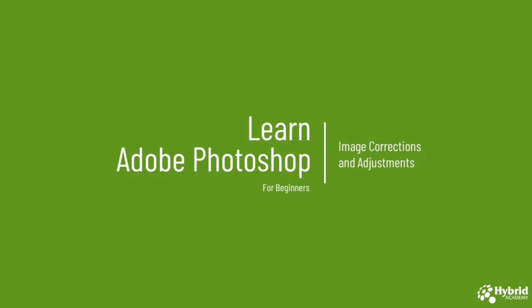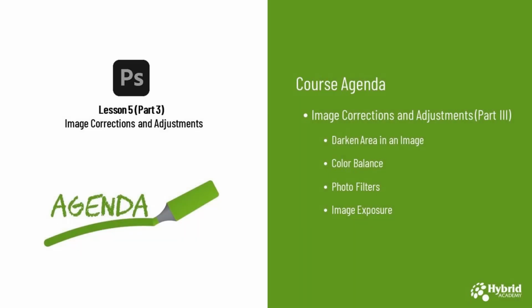In the third part of image corrections and adjustments, we will learn some more features of Adobe Photoshop on how we can correct and adjust images in terms of colors, filters and exposure. In today's session of image corrections and adjustments part 3, we will learn about how to darken an area in an image, color balance, photo filters and image exposure. Let's quickly start with our session.